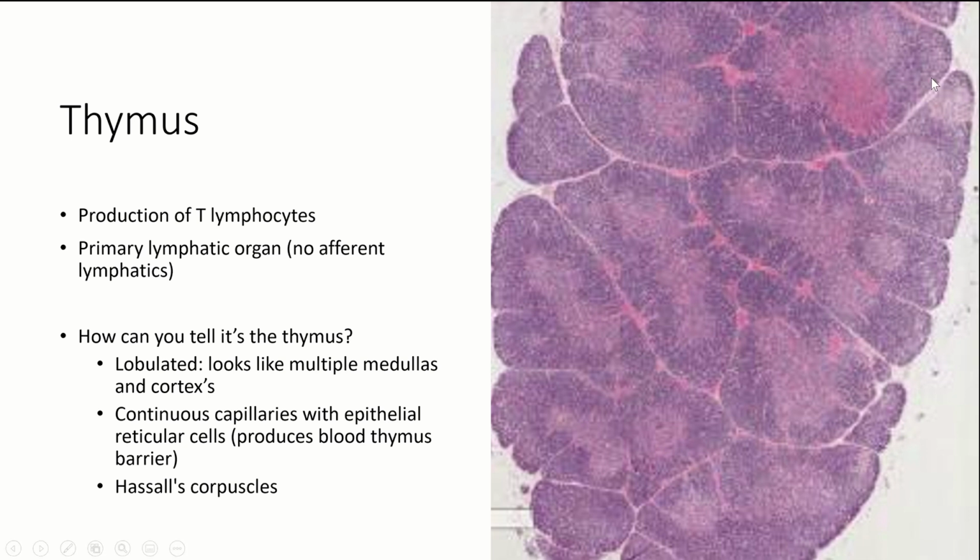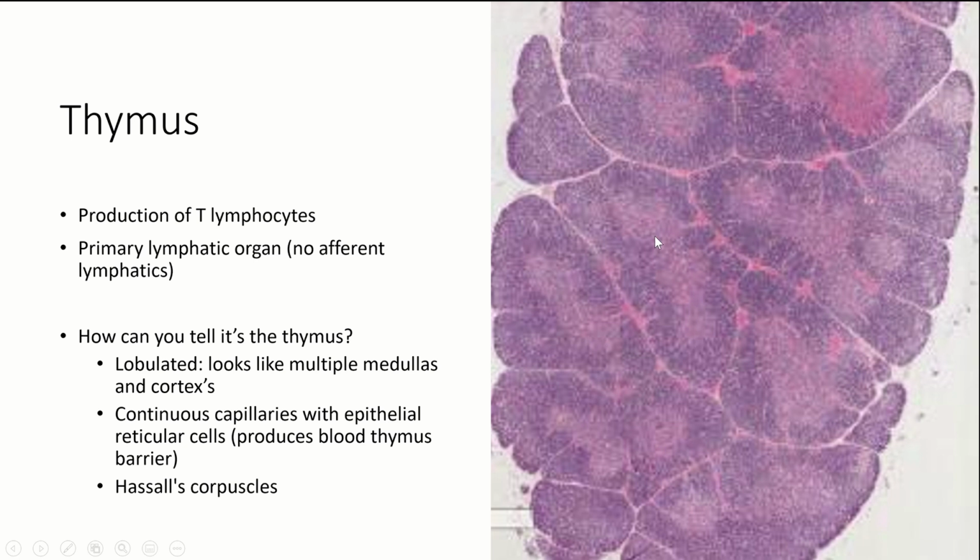Okay, lobulated. So you see how there's all these different kind of divisions between the lobes of the thymus, right? So all of these are different lobes of the thymus, and they're separated. So that's very characteristic of the thymus. And so what it looks like is that there's multiple medullas and multiple cortexes, okay? So it looks like, this is one cortex. So the cortex is the outer part. The medulla is this lighter inner part.